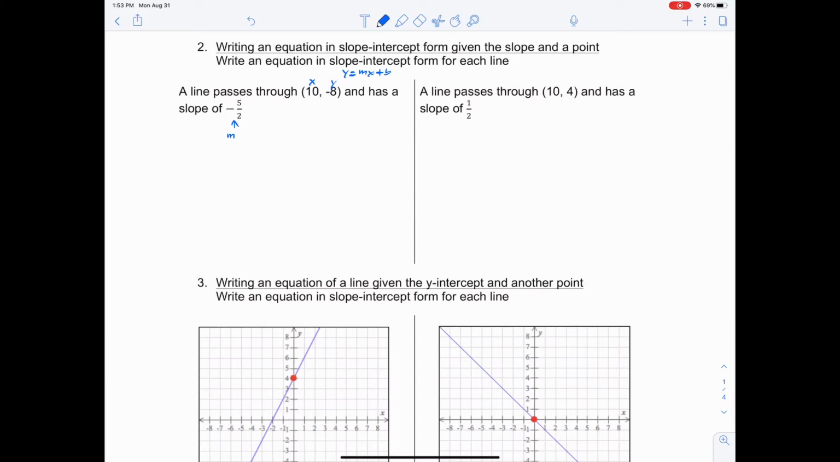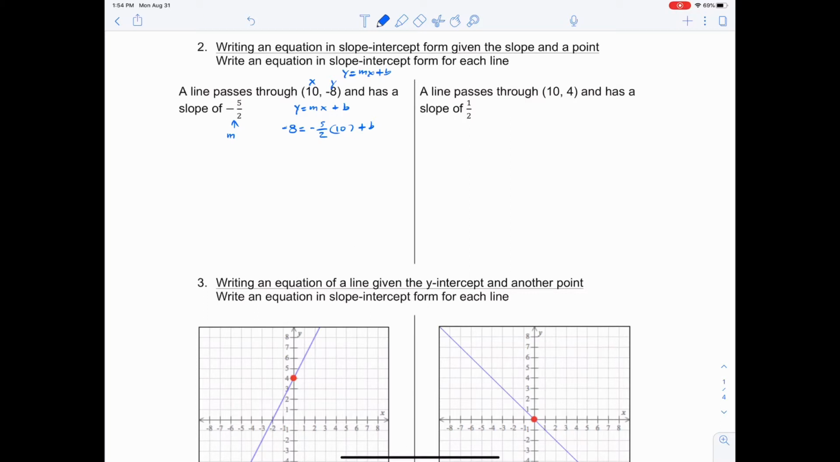So let's see what that looks like. I have y equals mx plus b. I don't know my b, but what I do know is my y is -8. My m is -5/2. My x is 10, plus b, which is just a variable. Now, don't freak out, you have already solved equations in 1-1 with a variable on one side. You just commonly use x, or you commonly use m, b, a, whatever variable. Here we just have the variable b.